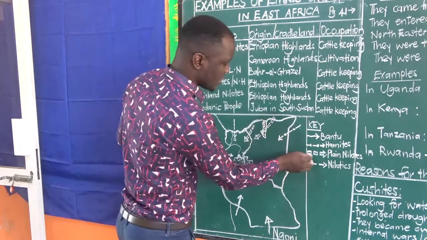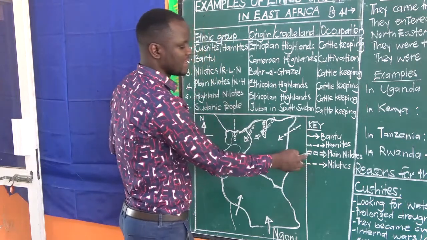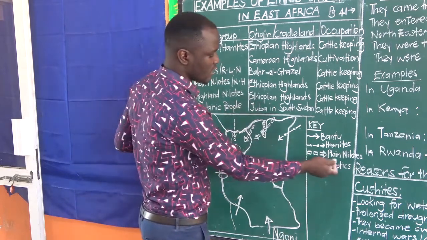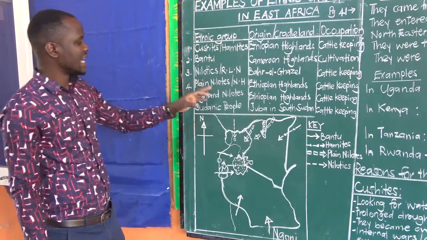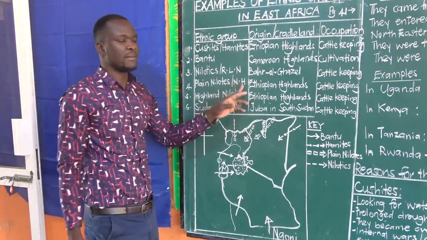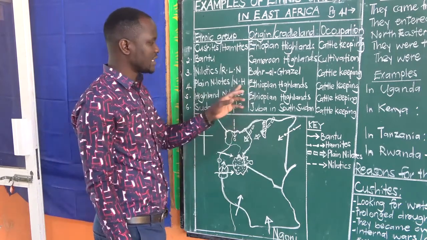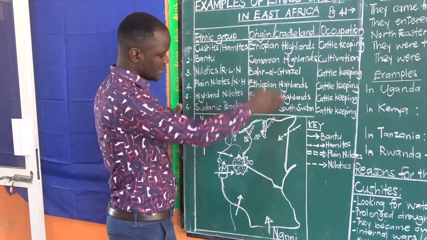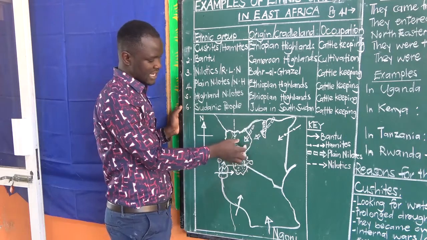Our next arrow is shaded in this way, and it's telling us that these ones were the Plain Nilotes that we also called the Highland Nilotes, the Nilohamites. We say these ones came from the Ethiopian highlands, from Ethiopia, and they entered into East Africa like this.